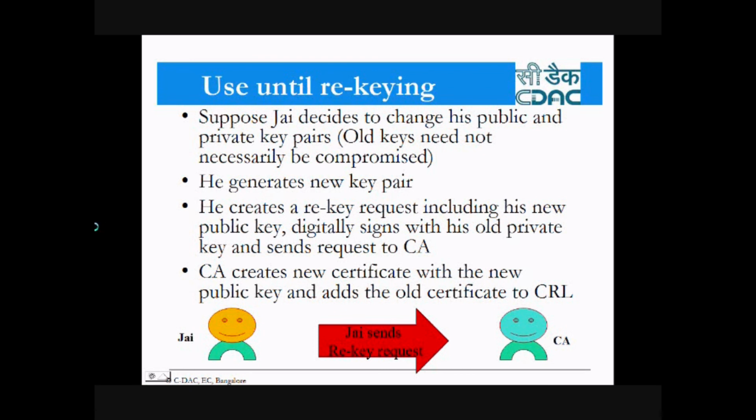So in this case, the existing certificate has to be replaced because the keys are changed. Because the certificate contains a person's public key, and you are changing the public key, the certificate also has to be changed. So a new certificate is created with a new public key, and the old certificate which has been used by Jay so far will be added to the certificate revocation list, which is a list which contains those certificates which have been revoked.